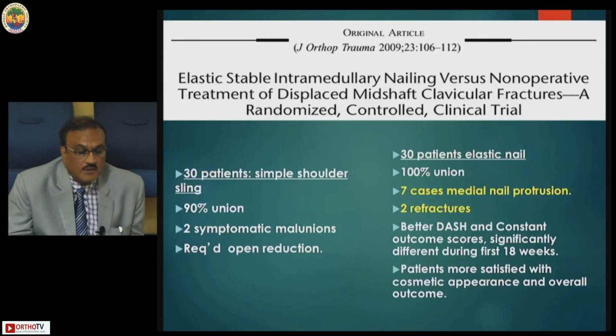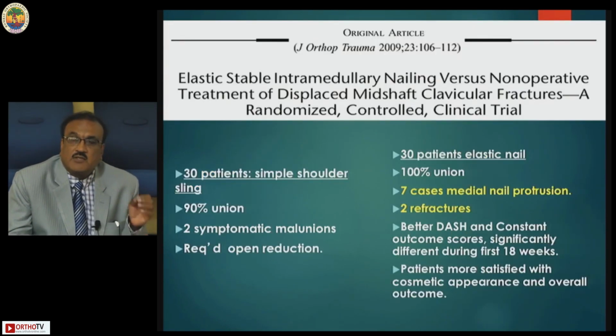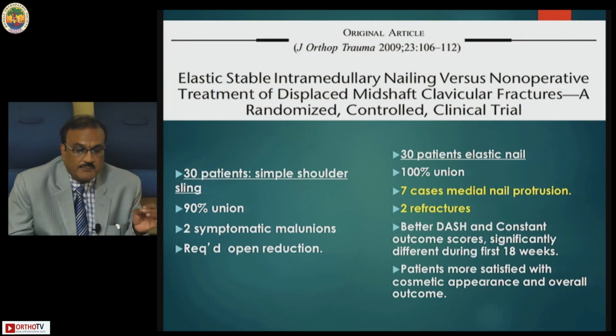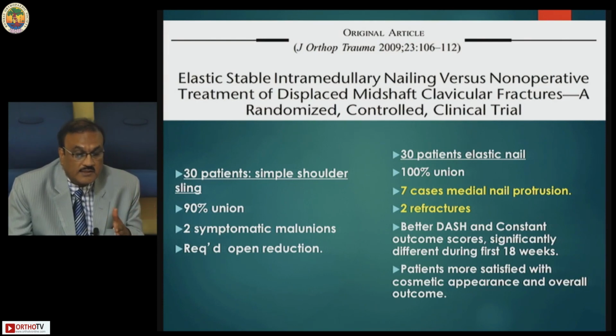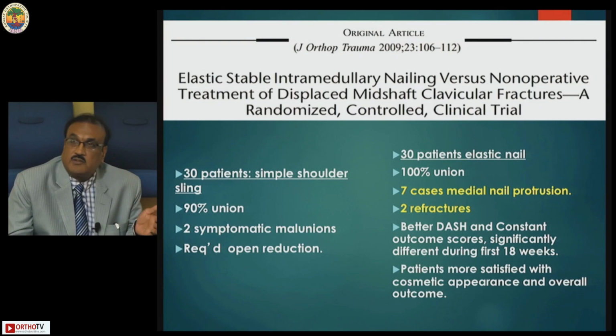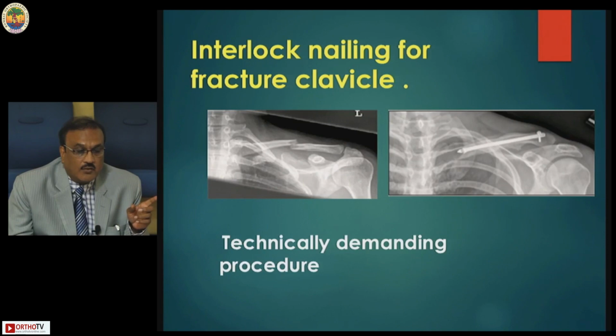And therefore, another study again, the major complication was non-union and deformity correction, but here also in the 7 cases of medial nail migration, and after removal there is 1 refracture. So, as compared to the plating as well as the conservative treatment, nailing scores, but there is a constant problem of migration. And how?